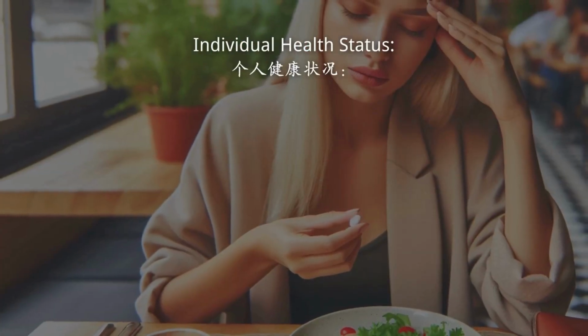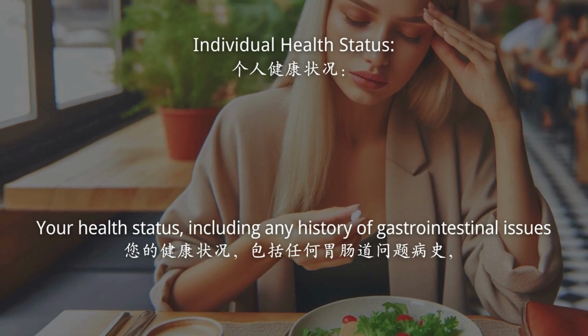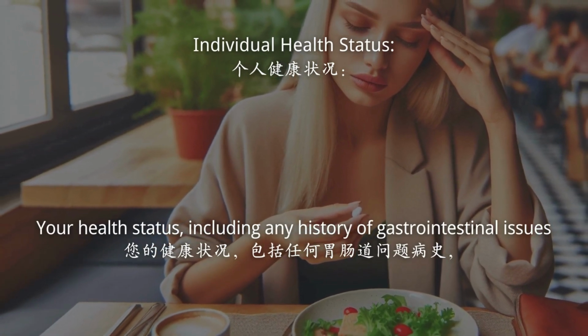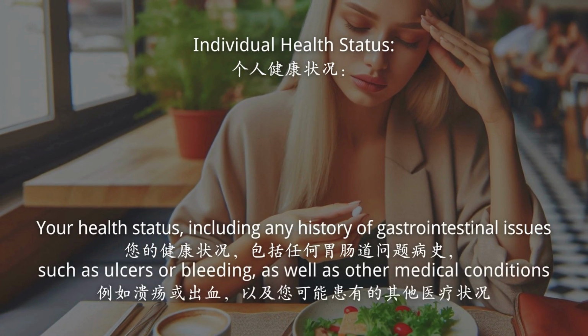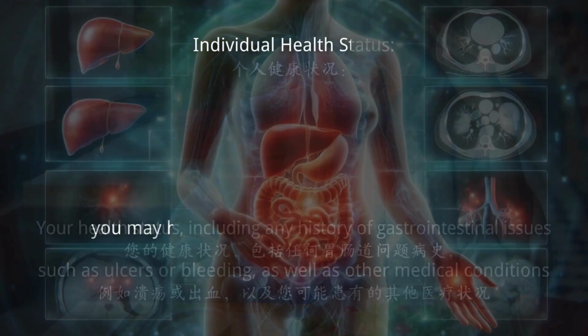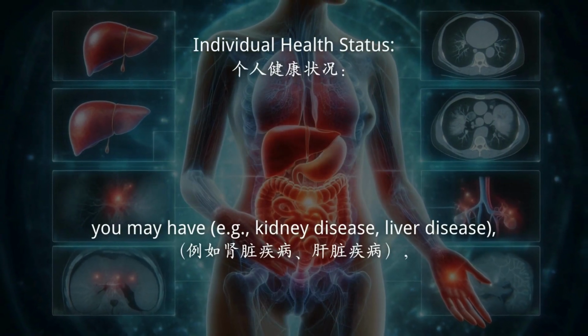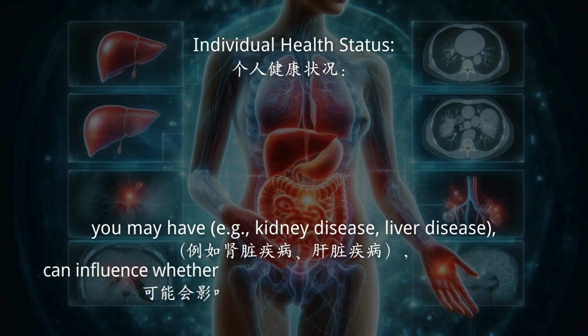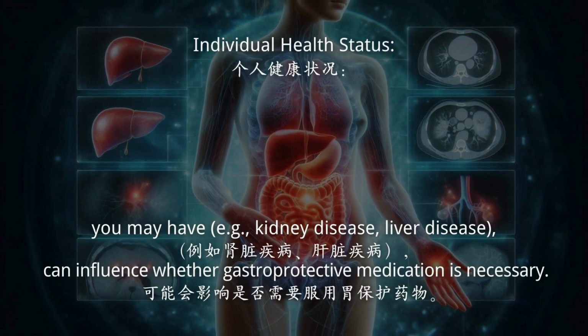Individual health status. Your health status, including any history of gastrointestinal issues such as ulcers or bleeding, as well as other medical conditions you may have, for example, kidney disease, liver disease, can influence whether gastroprotective medication is necessary.